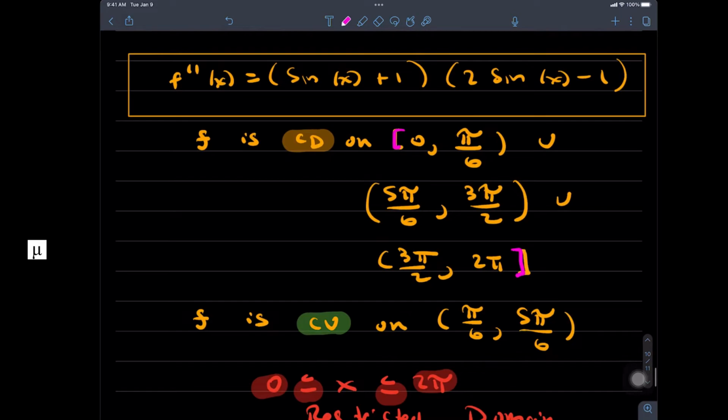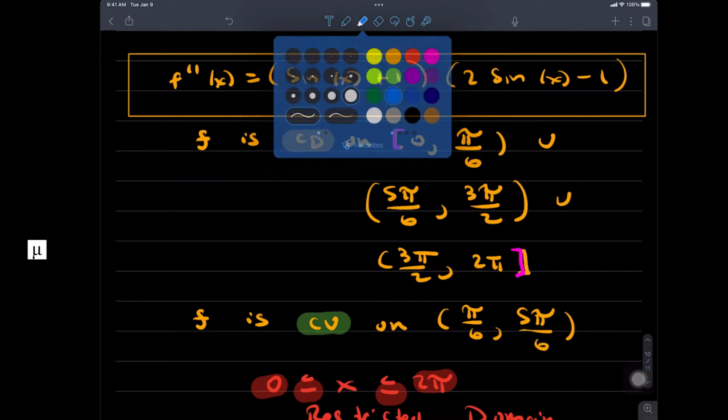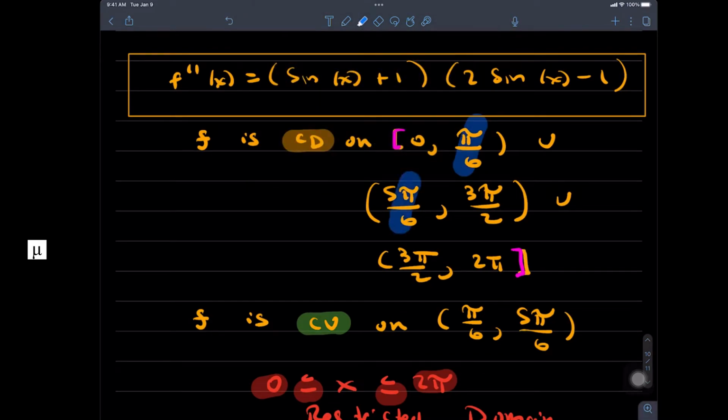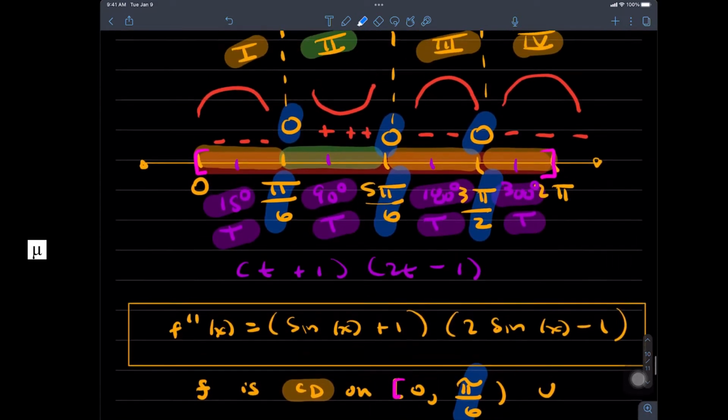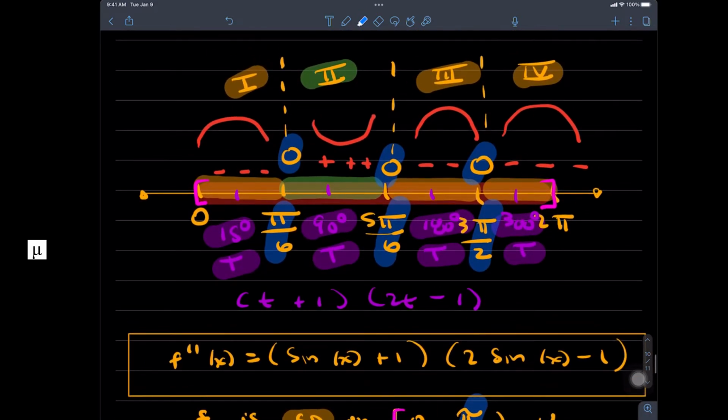So here's what I'm saying. If you notice, all these endpoints here have parentheses, not brackets. And that's because the second derivative is 0. And 0 is neutral. It's not positive, it's not negative. So you can't include it. And that's the little details where students make a mistake when they give the answer, right in there.